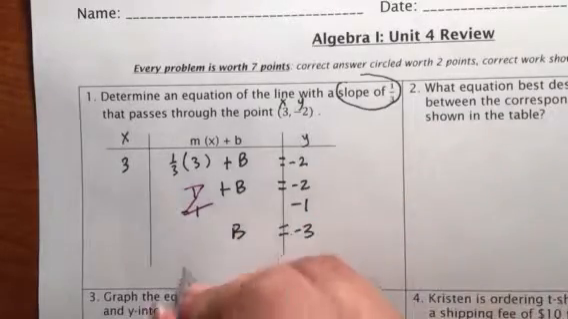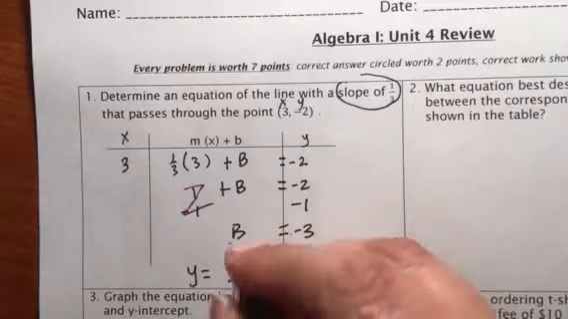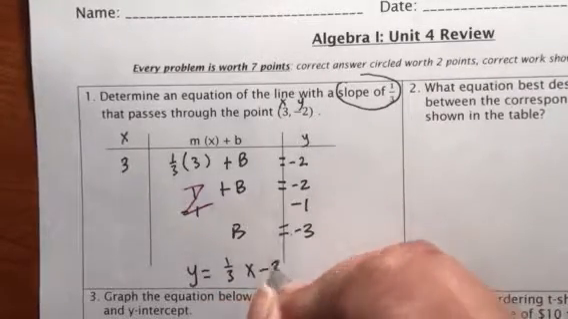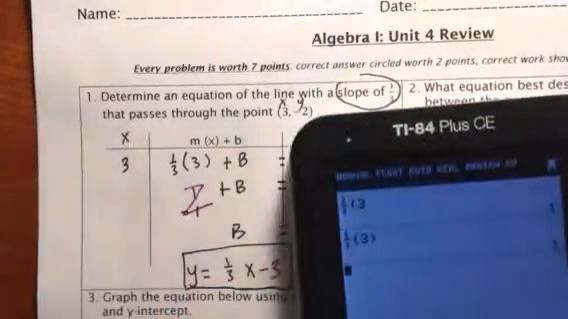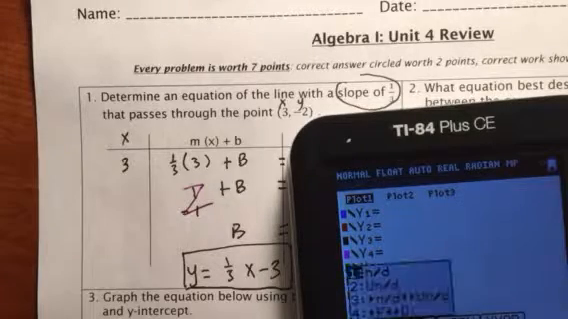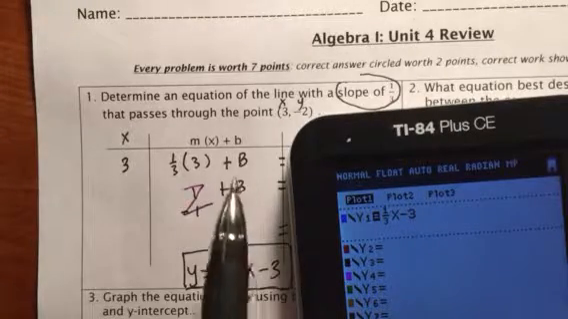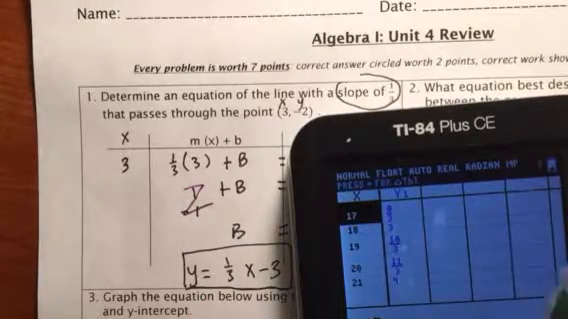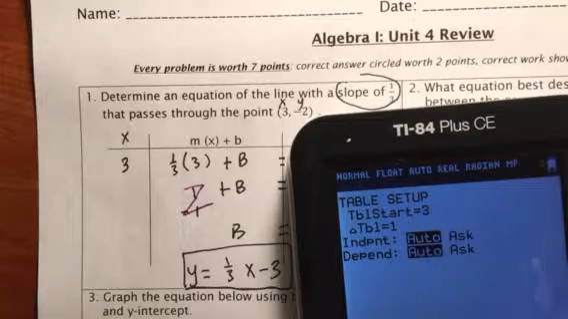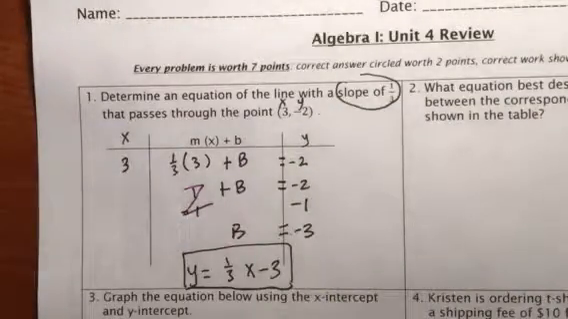So since b is -3, now I have my equation. Y equals 1/3 x minus 3. And this is something that you can check in the calculator. So I'm going to go ahead and put 1/3 x minus 3, and I want the point 3, -2 to be in the calculator. So 3, -2, it's there, so I know I did it correctly. Okay, next problem.